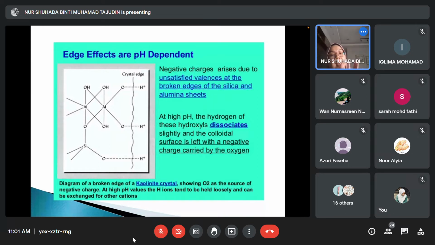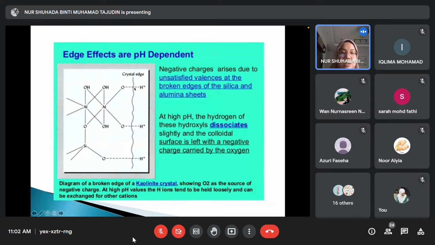Okay, however, at high pH, the hydrogens of these hydroxyls, OH, will release the H plus into the soil solution. That's why it means the hydroxyl dissociates slightly and the colloidal surface is left with a negative charge carried by the oxygens. That's why when you put fertilizer, for example calcium, the calcium will sit here. But remember, if your soil is under acidic conditions, the calcium cannot sit here.